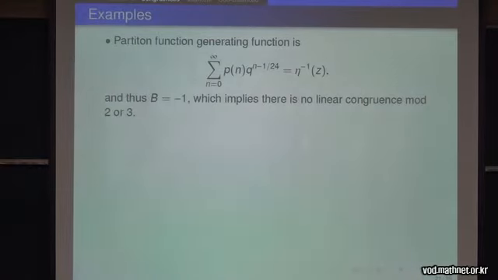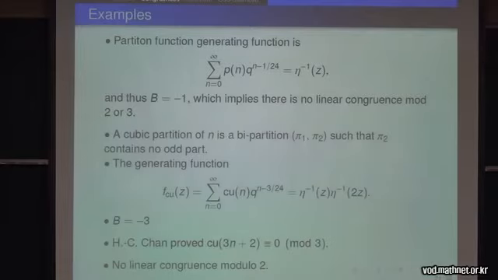For example, the first one is the generating function for the partition function. In terms of the eta function, it is just eta to the minus 1. Here b is minus 1, and minus 1 is not a multiple of 2 or 3, so there is no linear congruence mod 2 or 3. If we look at another partition function, the generating function for what we call cubic partitions, it is eta to the minus 1 times eta to the minus 1 of 2z. In this case, b is negative 3. This time b is a multiple of 3, and actually there is a congruence mod 3 for cubic partitions. However, it is not a multiple of 2, so there is no linear congruence for mod 2.